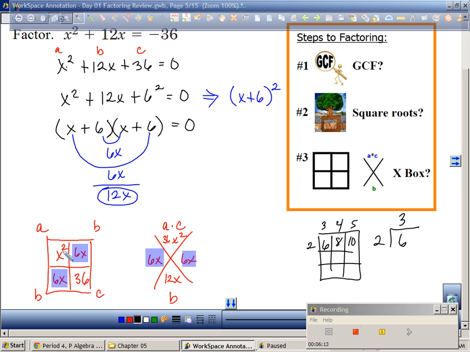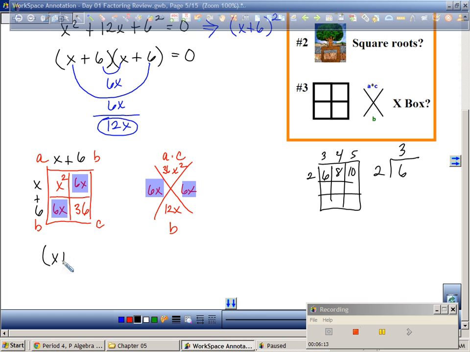Okay, so let's factor. What times what makes x squared? X and x. X times what makes 6x? What times x makes 6x? 6. And 6 times 6 makes 36. So these are my factors, just like we have here. X plus 6 times x plus 6.